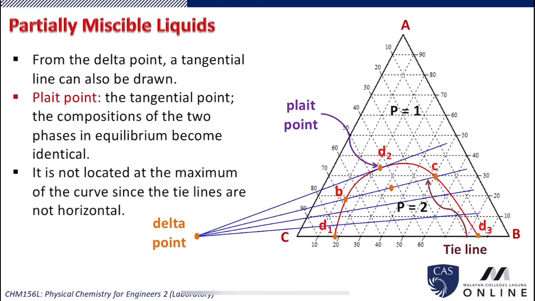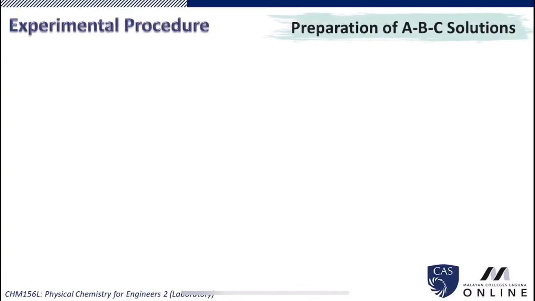So take note that this particular point is not located at the maximum of the curve. The reason for that is the tie lines are not horizontal. As you can see, they are inclined toward the heavier component, in this case component C, based on density.